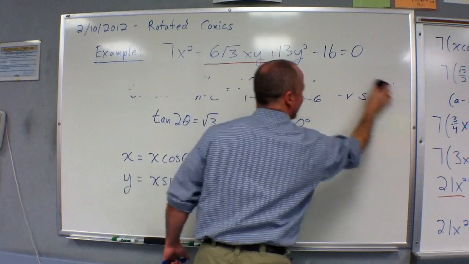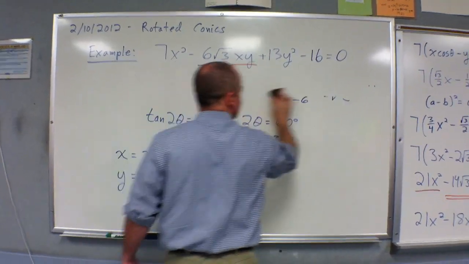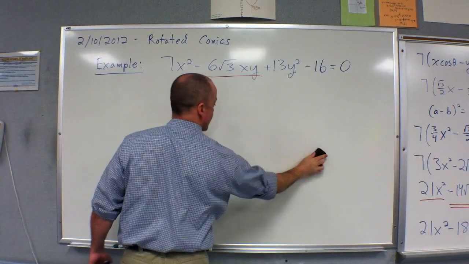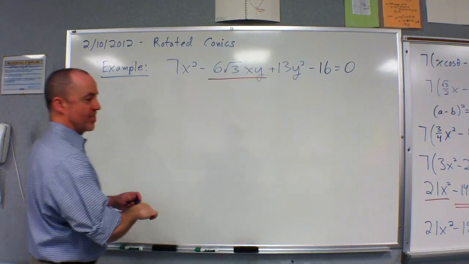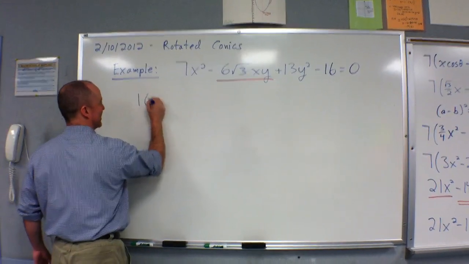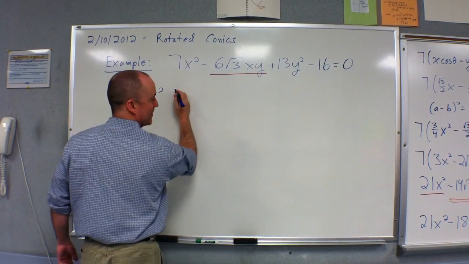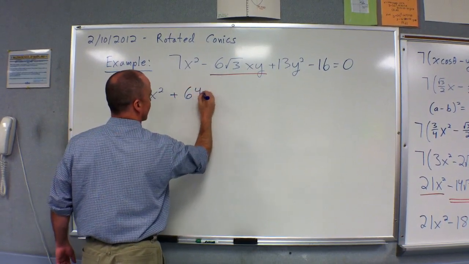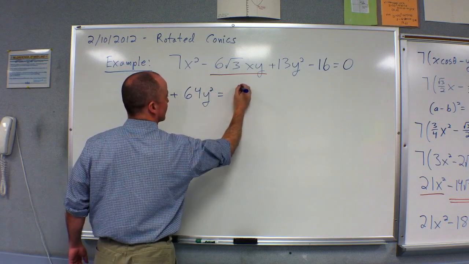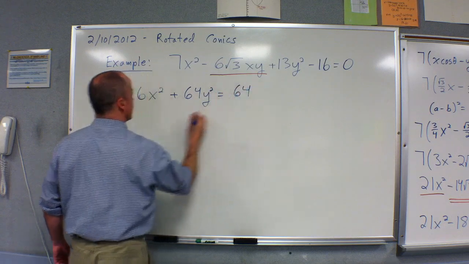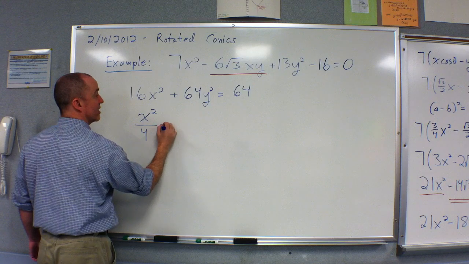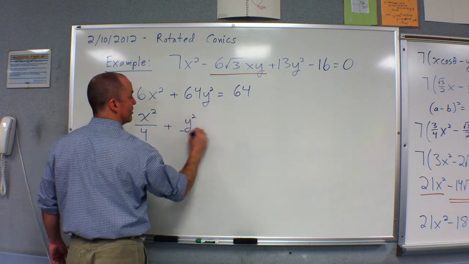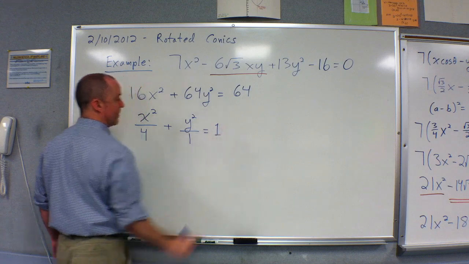21 minus 18 is 3, plus 13 is 16. Now, 16 x squared, plus 64 y squared equals 64. Okay, so when I divide everything by 64, I will get x squared over 4 plus y squared over 1 equals 1.